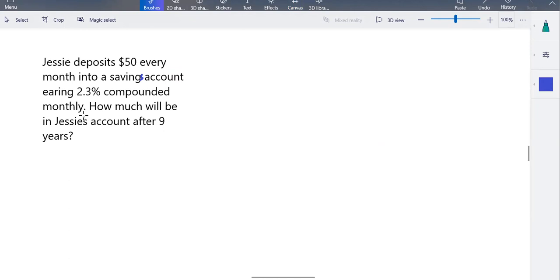Oh my gosh, look at this grammar. There's no apostrophe there. What the heck? How much will be in Jesse's account after 9 years? Okay, so we have a savings account here.